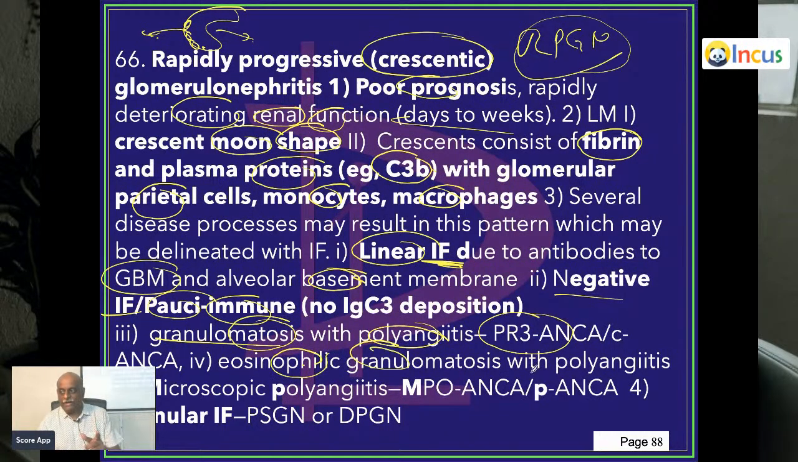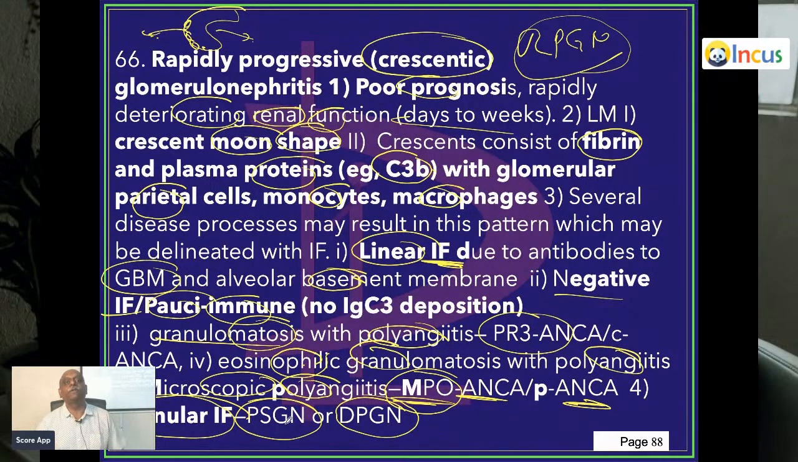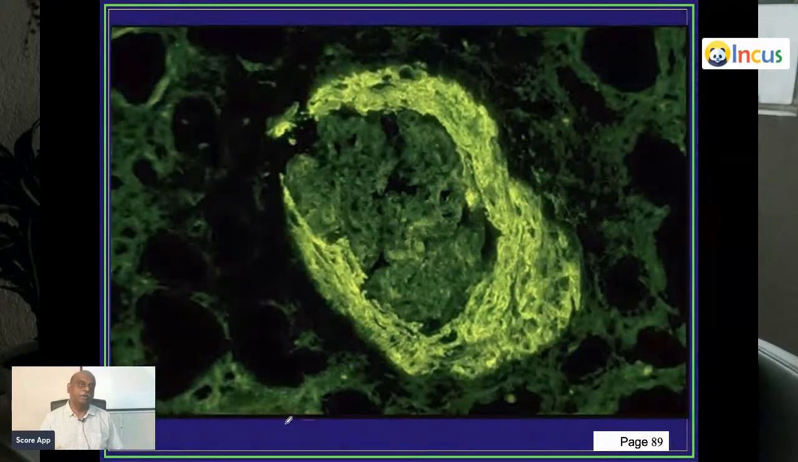There can be eosinophilic granulomatosis with polyangiitis that can lead to RPGN. Microscopic polyangiitis can lead to RPGN. In microscopic polyangiitis, myeloperoxidase ANCA and P-ANCA will be positive. Then there can be granular immunofluorescence with RPGN, as in the case of post-streptococcal glomerulonephritis or diffuse proliferative glomerulonephritis, is what you need to remember.